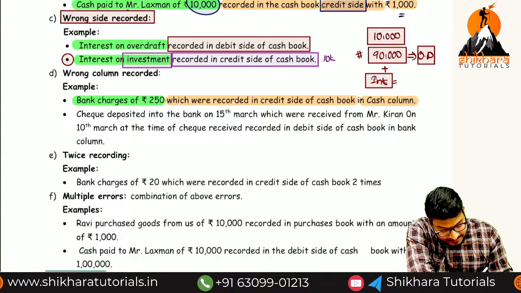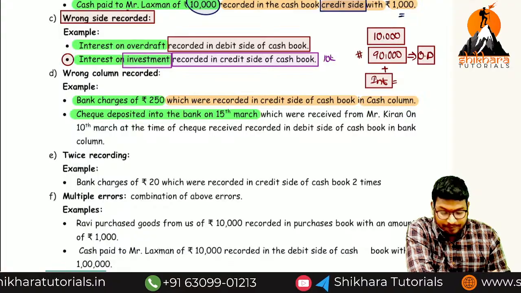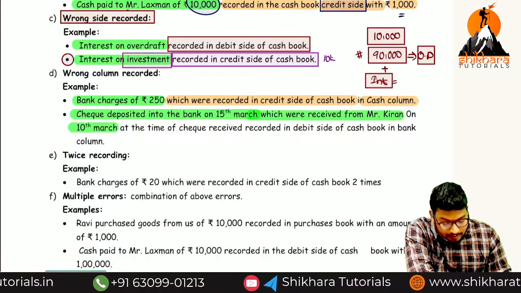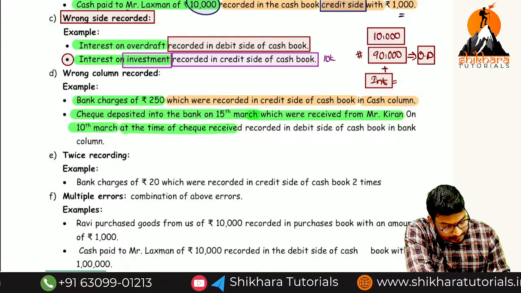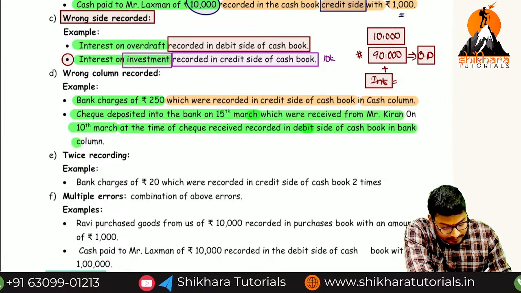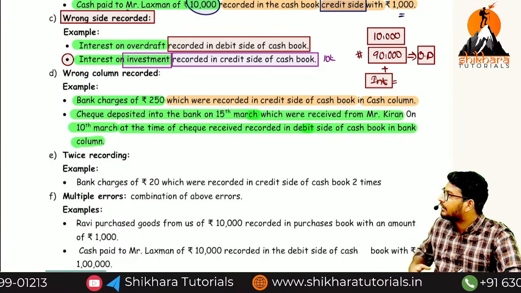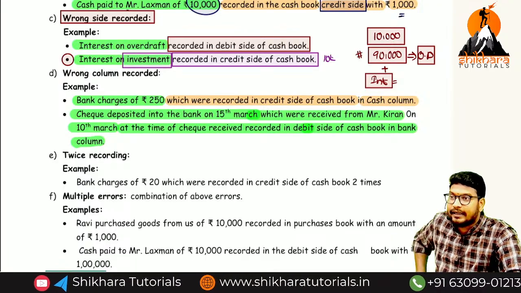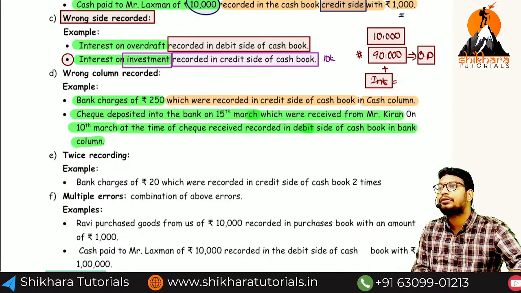A check was deposited into the bank on 15th March, which was received from Mr. Kiran on 10th March. At the time of receipt, it was recorded on the debit side of the cash book in the bank column. This is one of the concepts: a check received on one date and deposited on another date. At that point, what do we need to record? Here we have to record two transactions.